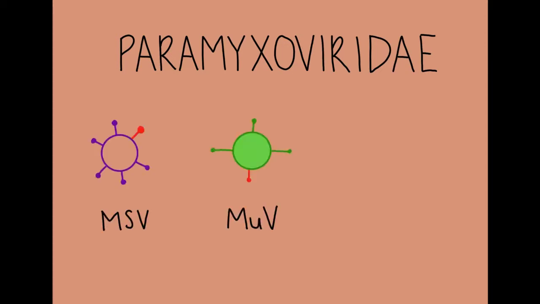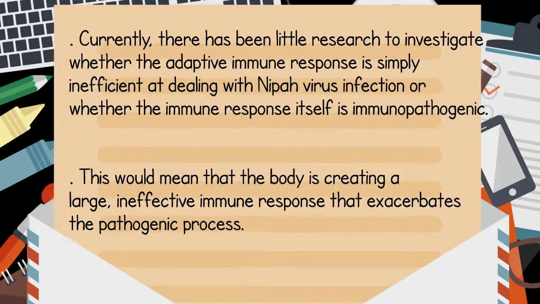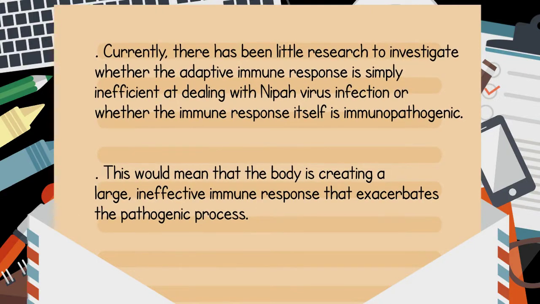There are some viral epitopes that are conserved in the Paramyxoviridae family that result in cellular cross-reactivity. If a patient has already been exposed to a different virus in this family, like the measles or mumps, then their T cells have the potential to recognize Nipah-infected cells and offer more protection. Currently, there has been little research to investigate whether the adaptive immune response is simply inefficient at dealing with Nipah virus infection or whether the immune response itself is immunopathogenic. This would mean that the body is creating a large, ineffective immune response that exacerbates the pathogenic process.